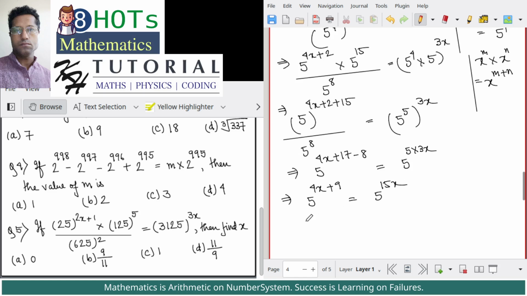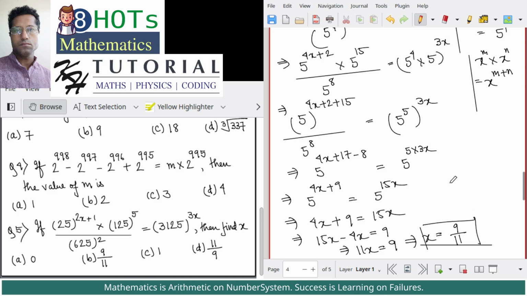Now we see both the LHS and RHS are exponential terms with the same base 5. So I can equate the powers and I get 4x plus 9 is equal to 15x. This implies 15x minus 4x is equal to 9. This implies 11x is equal to 9, and this implies x is equal to 9 by 11. Hence the correct choice is B. B is the correct choice.